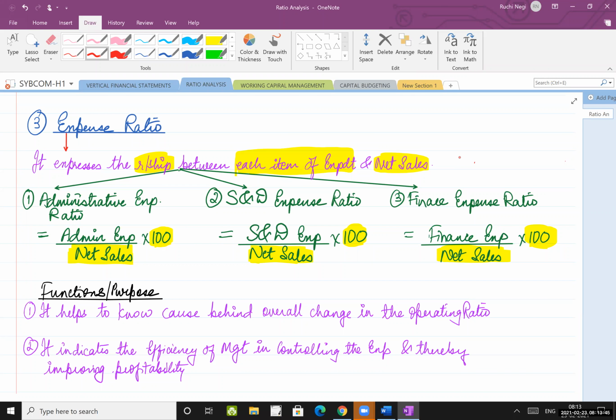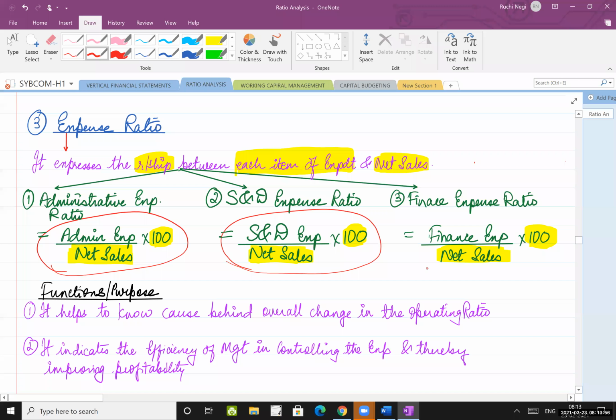If you look into admin expense ratio, see the formula: admin expense upon net sales into 100, selling and distribution expense upon net sales into 100, financial expense upon net sales into 100. So everywhere the denominator is net sales.